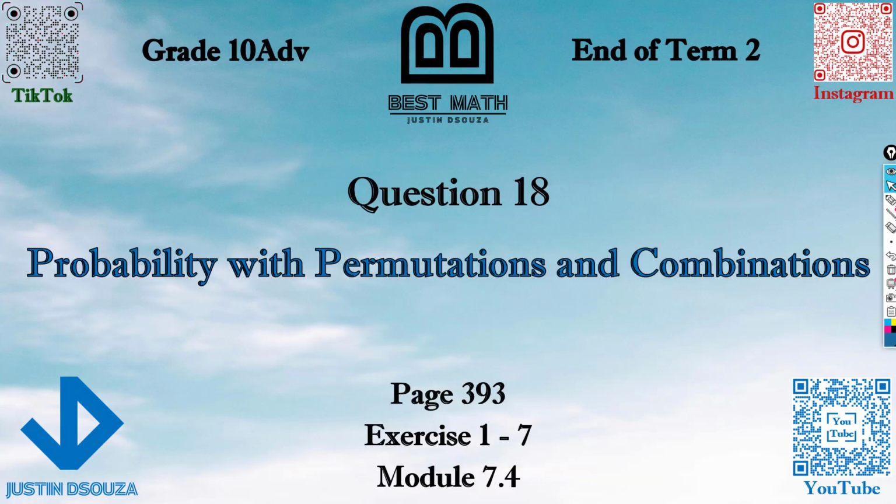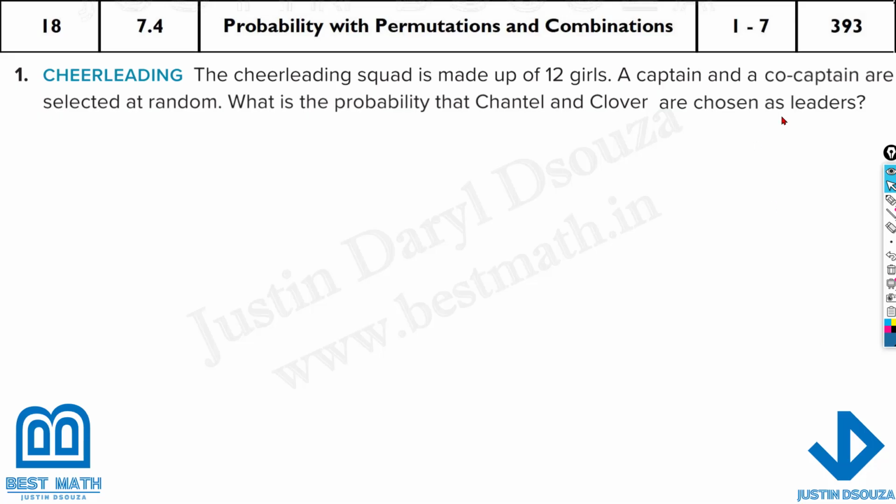The question 18 is about probability with permutations and combinations. It's from module 7.4. The exercises 1 to 7 involve only permutation problems. So here in the writing part, question 18, only permutation problems are mentioned. The first problem is about cheerleading. The cheerleading squad is made up of 12 girls. A captain and a co-captain are selected at random. What is the probability that Chantel and Clover are chosen as leaders?